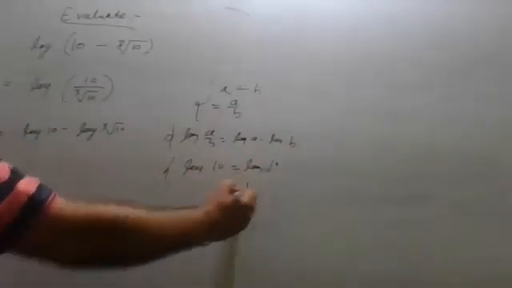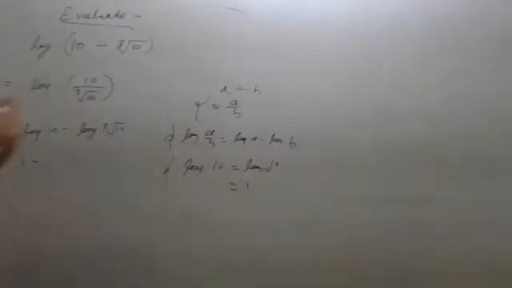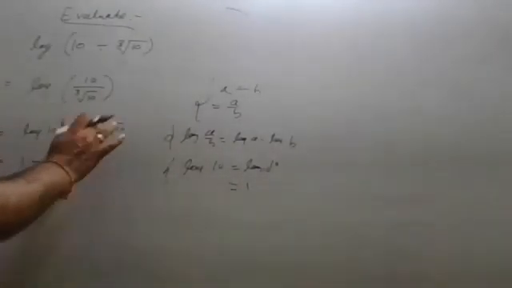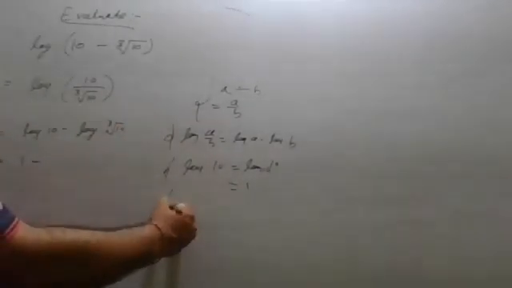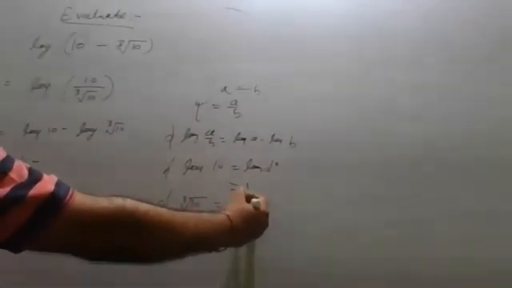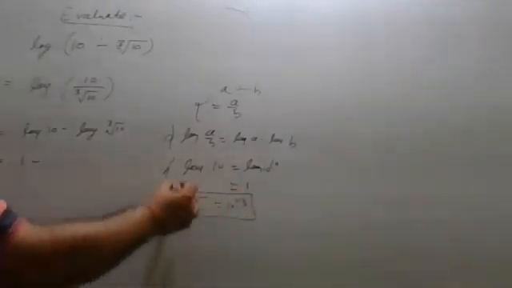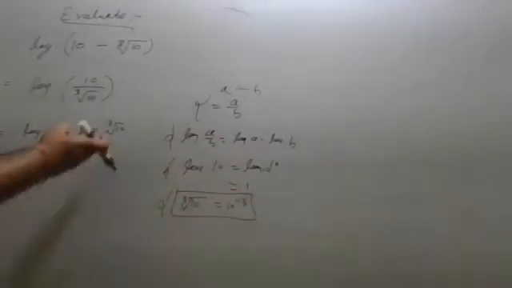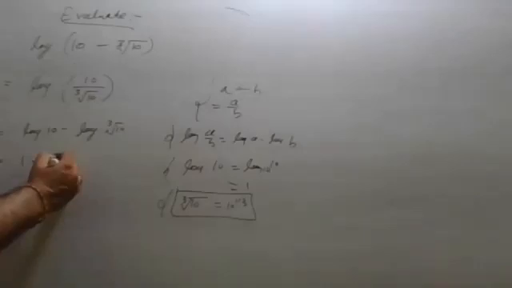1 minus. And how will you simplify this? First change it to index form. Cube root of 10. How can you write the cube root of 10? In index form, it is 10 to the power 1 by 3. So use this concept. So what will it become?